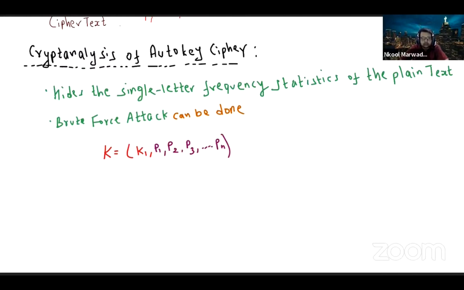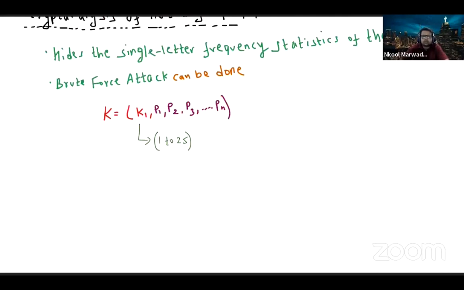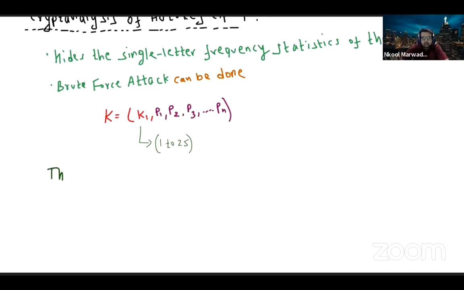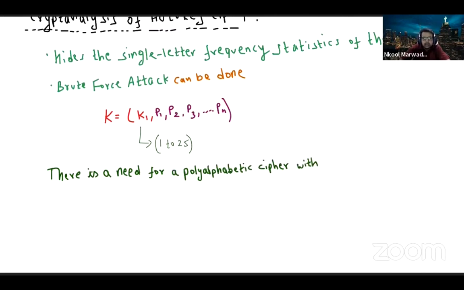For this we have how many options? 25 options. For K1, we have to make a guess from 1 to 25. That's it, because the same key stream will be used for both encryption and decryption. So with this drawback, we can say that there is a need for a polyalphabetic cipher with a large key domain.